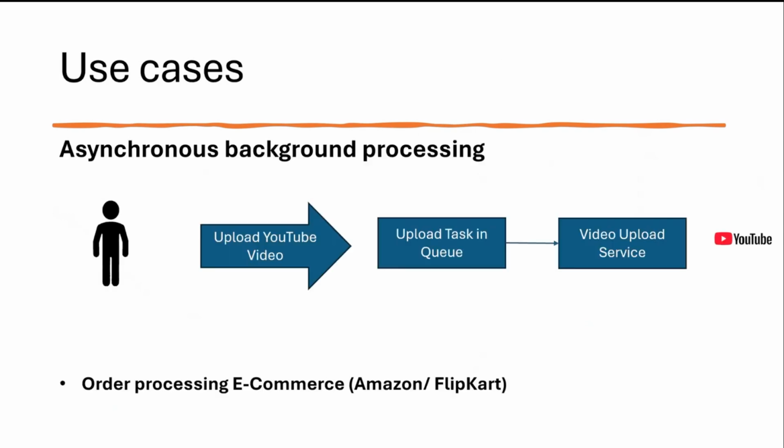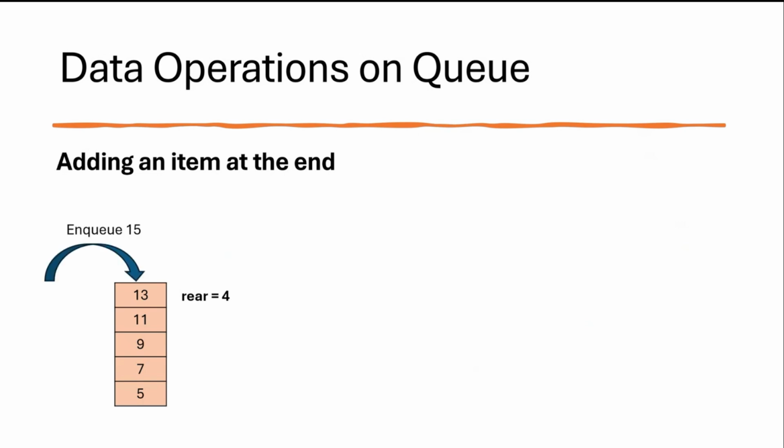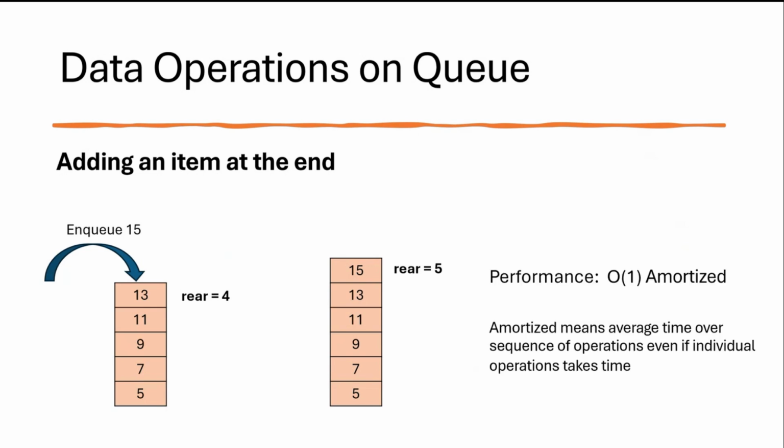Now let's understand the different data operations on a queue. Adding an item at the end, right? If we try to add a new item at the end and we still have capacity, let's say a capacity of 10 and only 5 are added, it can be added immediately because queue offers enqueue at the end, right? So it is very fast. Now it is amortized because if it reaches full capacity, the array resizing will take some time, right?